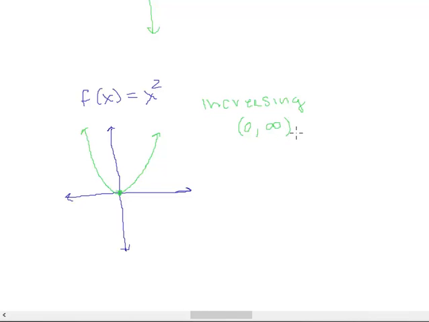And if we were to say where it's decreasing, again, it's decreasing on this side because it is falling from left to right. So it is decreasing from negative infinity to 0. And since it is never flat, it's never constant. So it is either increasing or decreasing, but it is never constant.